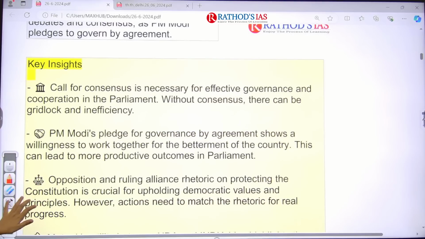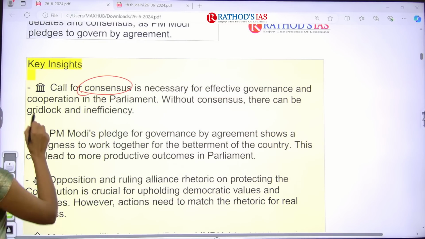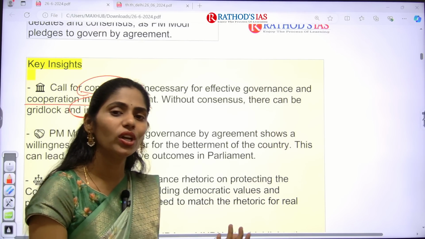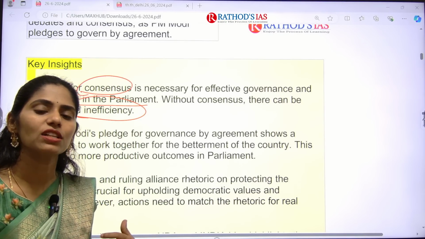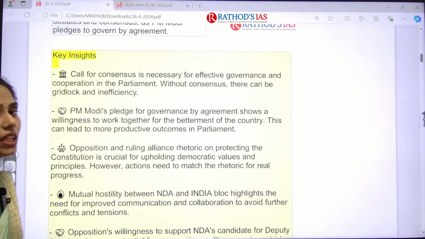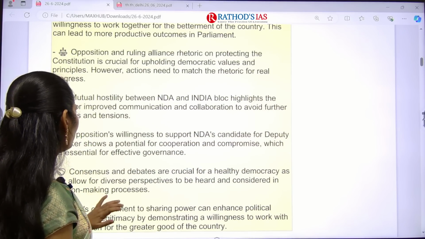So here this article says that yes, consensus is very necessary for an effective governance system and as well as for effective cooperation in the parliament. So without the consensus between this ruling party and opposition party, there can be inefficiency. Okay, so our prime minister made a pledge for governance by agreement. That shows that he has a willingness to work together with the opposition party, so that will be helpful for overall betterment and social welfare of the country. And even if we are having proper consensus and proper debates, that will also lead to more productive outcomes in the parliament. Okay, so this is the thing which is mainly said here.